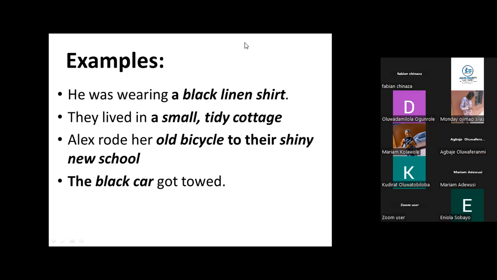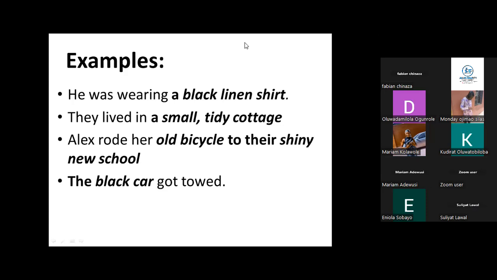Old is an adjective, bicycle is a noun, to is a preposition, there is a pronoun, shiny is an adjective, new is also an adjective, and school is a noun. Now you see that in that formation, there is no finite verb in it. So that proves the fact that in a phrase, there is no finite verb.